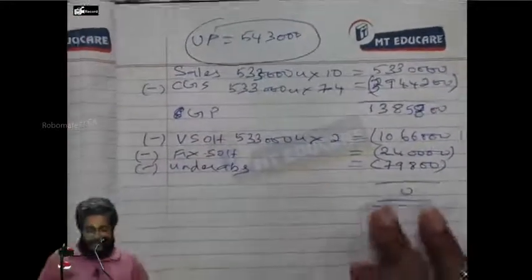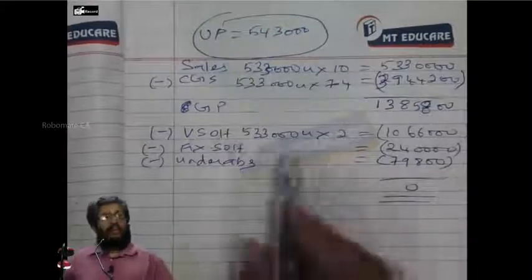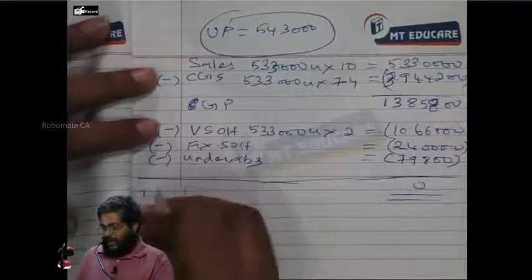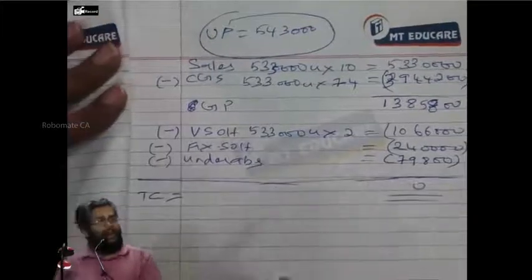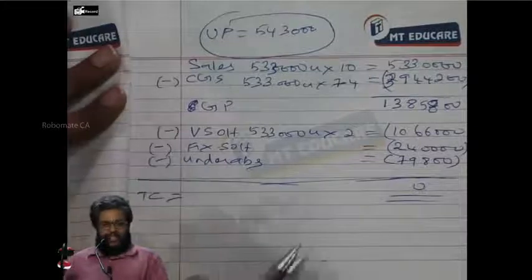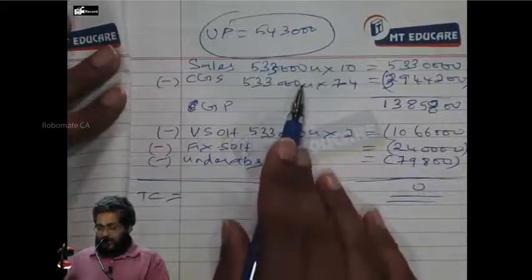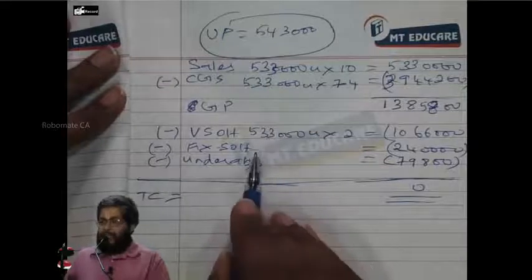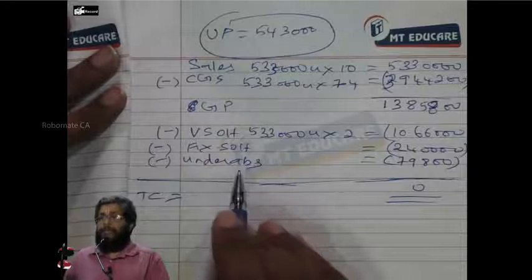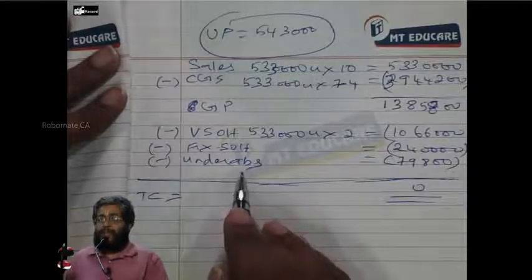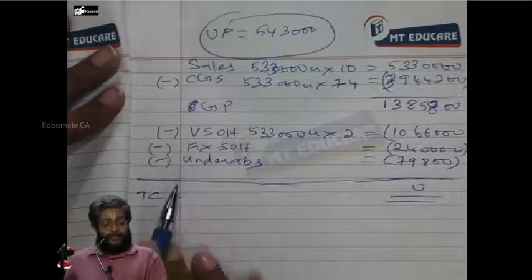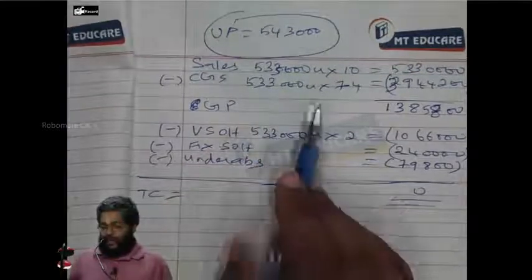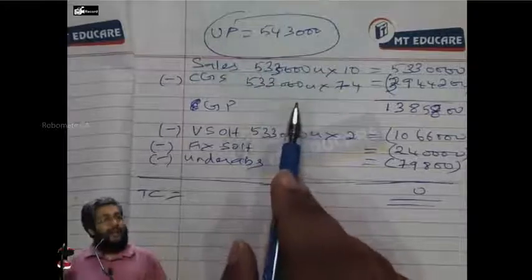Now, see. Let us write the total cost calculation one by one. Total cost netted off against sales is nothing but cost of goods sold plus variable non-manufacturing cost plus fixed non-manufacturing cost plus under absorption minus over absorption. Yes or no? I am now calculating the total cost.